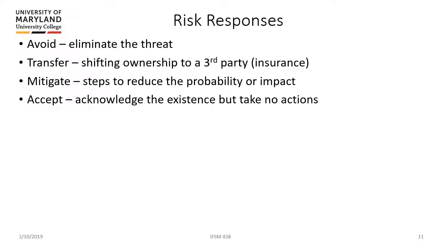So avoiding the risk would be, for example, if you're going to build a factory and it's in a flood zone, you have a risk that your factory could be flooded. Well, you can avoid that altogether by determining that you don't want to build it there and building it somewhere else. So you've eliminated that threat. That's just an example of avoidance.